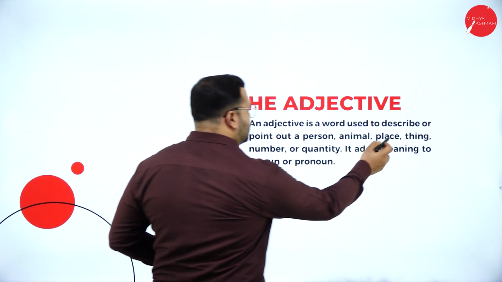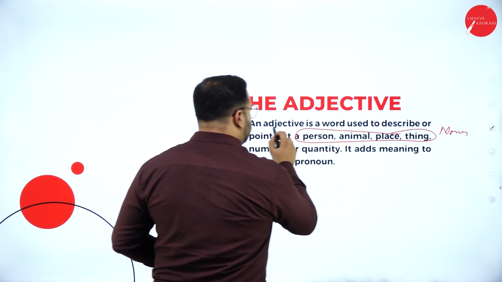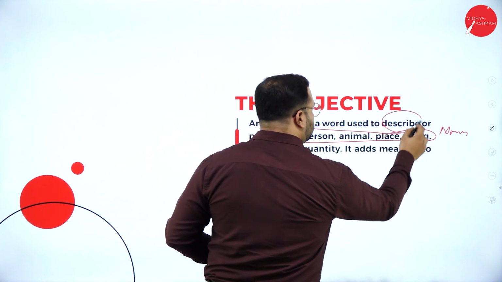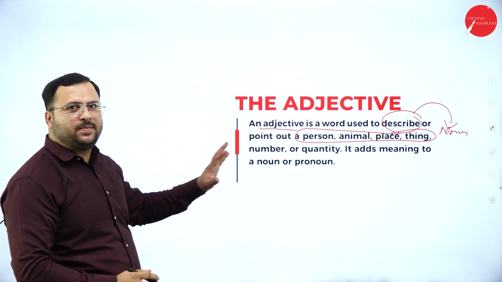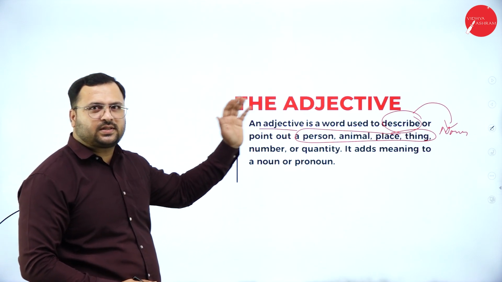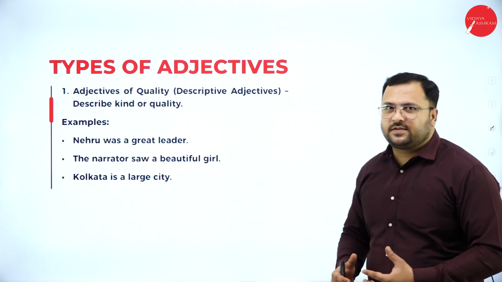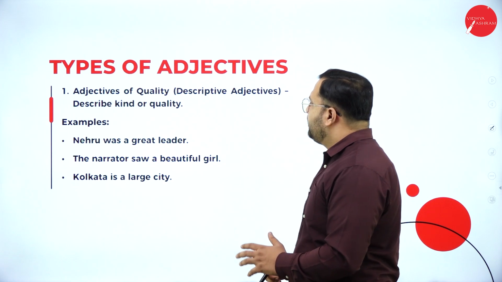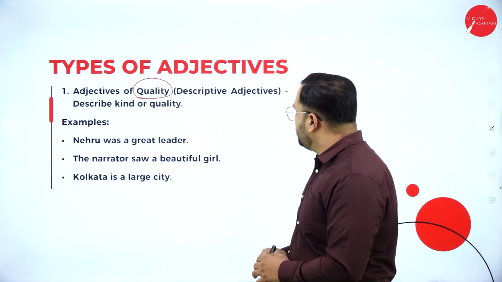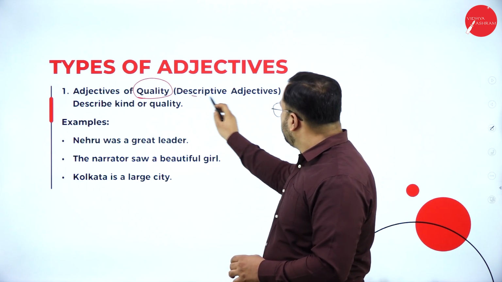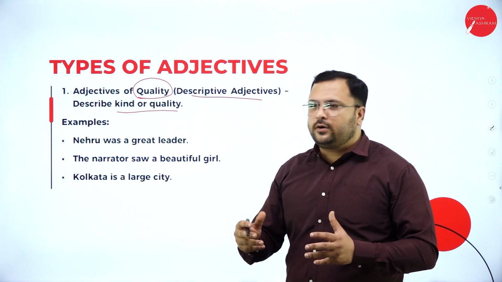So when you combine all these things, they form noun. So this adjective describes noun or pronoun. So that is the basic. An adjective is a word which describes either noun or pronoun. There are types of adjectives you need to learn. First one is adjectives of quality. So what is this adjectives of quality? They are descriptive adjectives that describe the kind or quality of a noun or a pronoun.